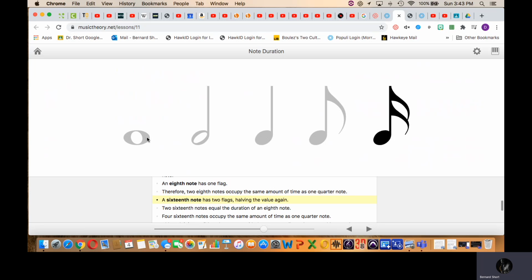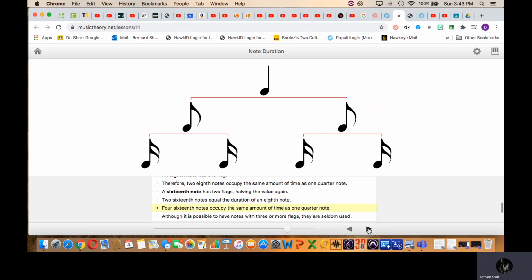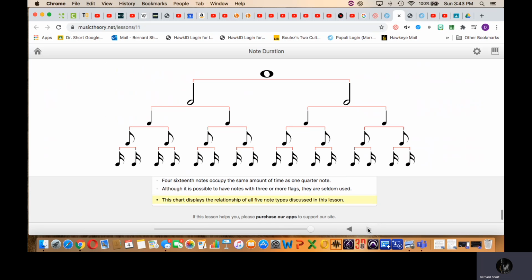Now let's look at this. This is 4 beats. Cut that in half to 2. Cut 2 in half to 1. Cut 1 in half to a half. Cut a half in half. It becomes a fourth. So then when you put it all together into the tree, it looks like this.